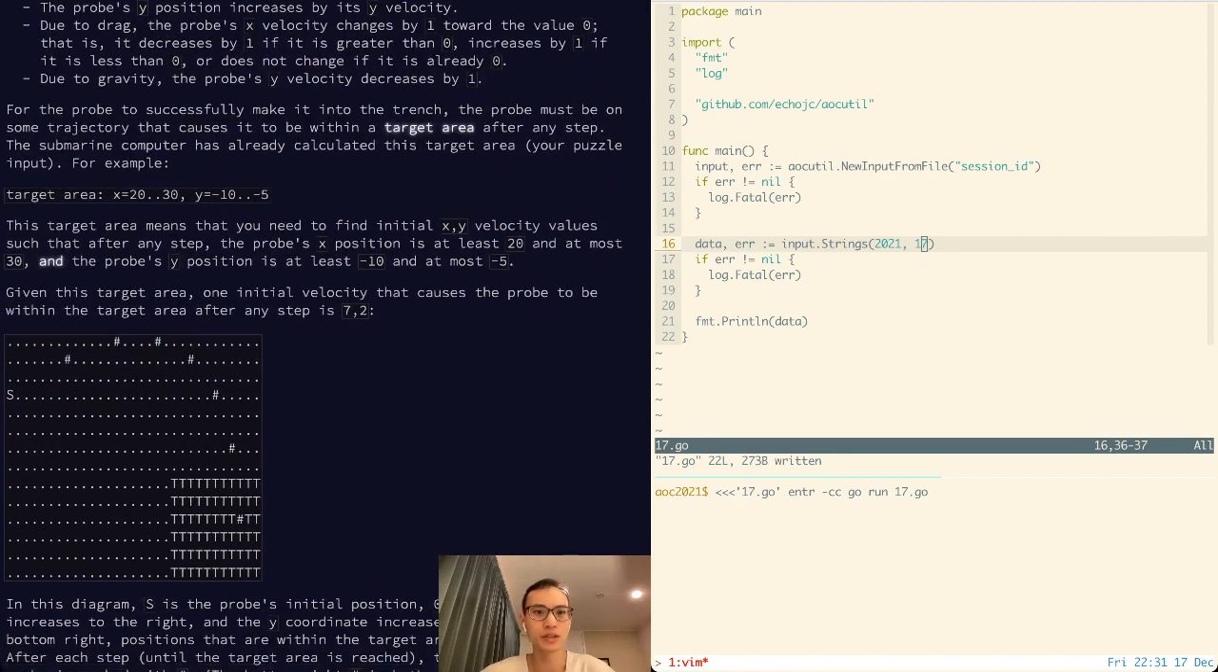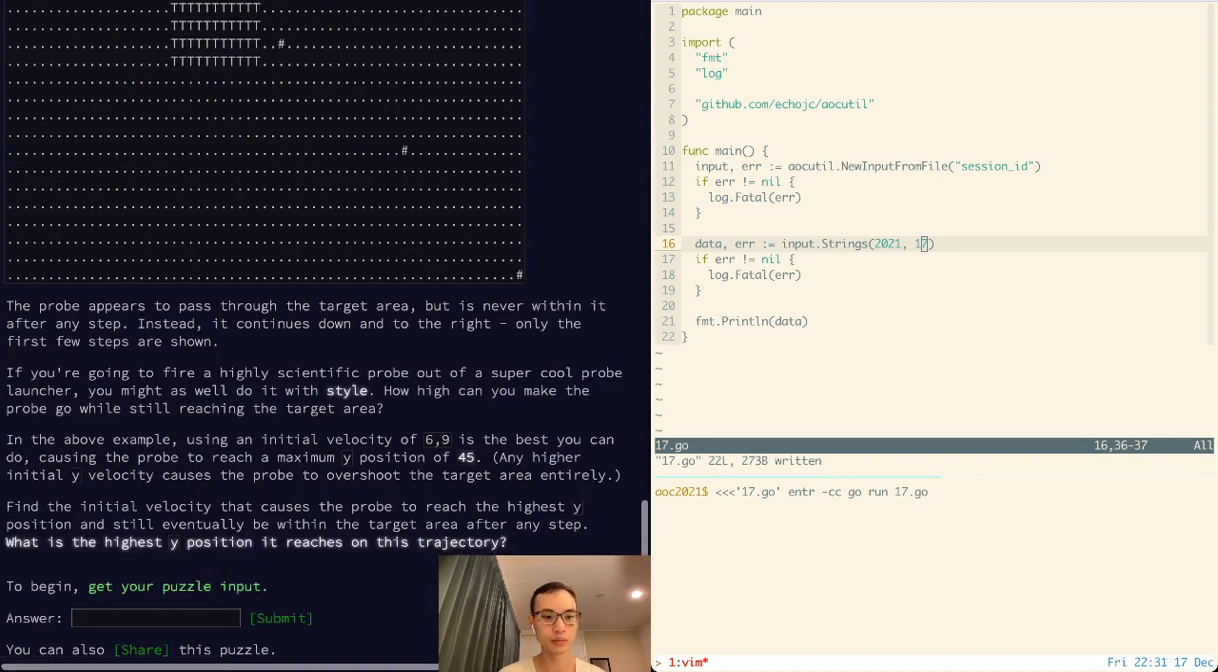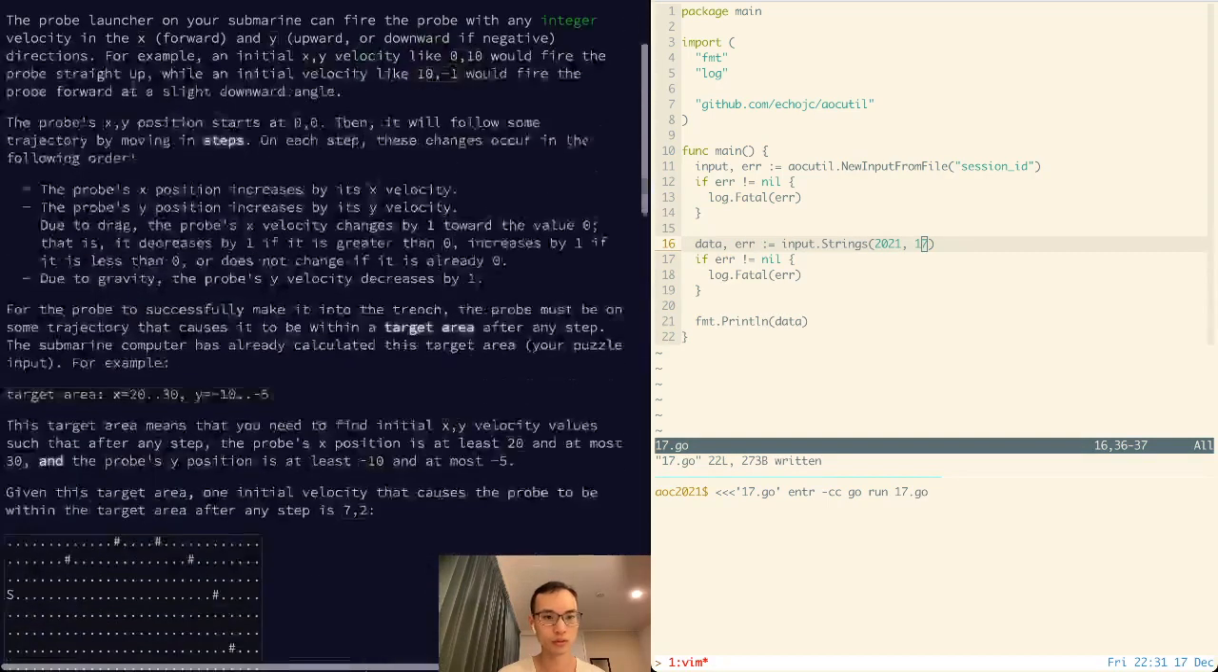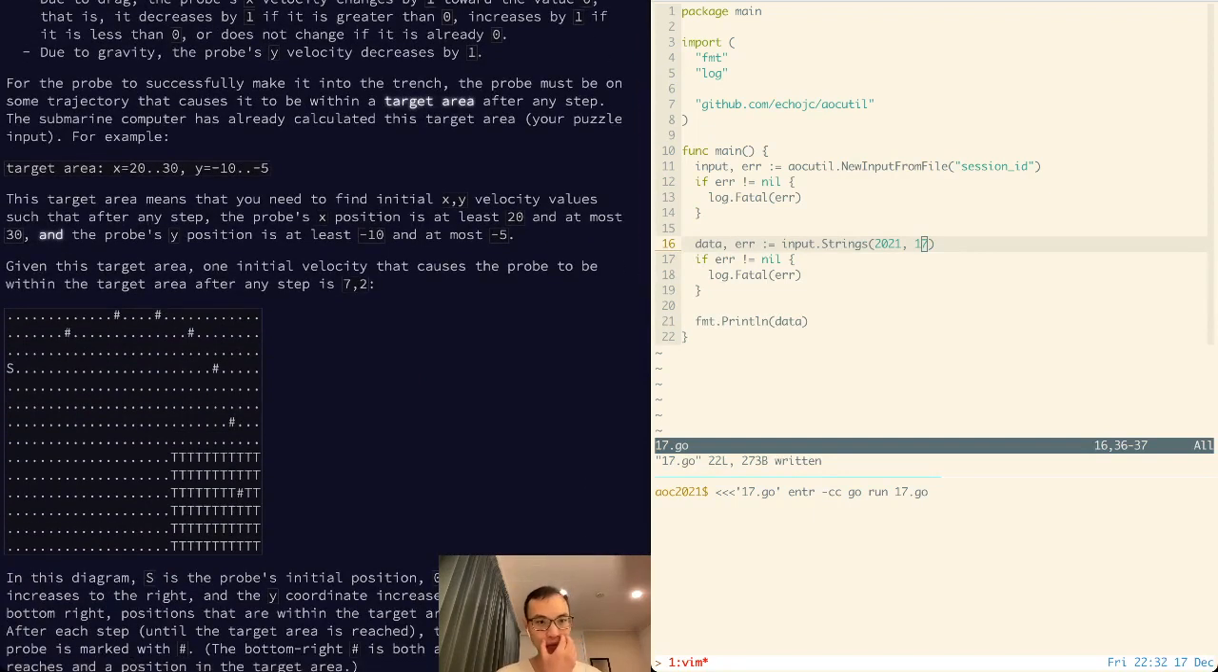For the probe to successfully make it into the trench, the probe must be on some trajectory that causes it to be within the target area after any step. The submarine computer has already calculated this target area for you, your puzzle input. Okay. Right. Okay. For example, this one. This target area means that you need to find initial x,y velocity values such that after any step, the probe's x position is at least 20, at most 30, and the probe's y position is at least -10, at most -5.